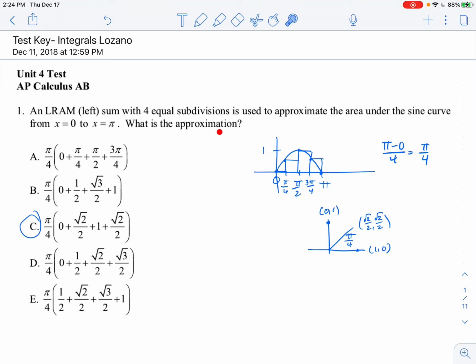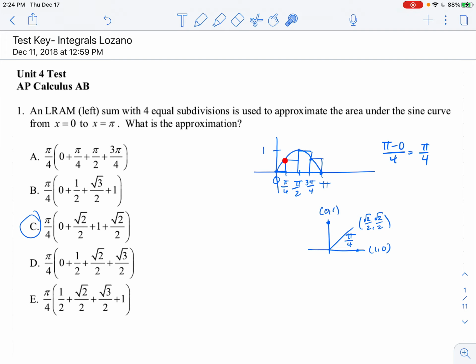What is the approximation? Well, from 0 to pi, if we cut that into 4 equal subdivisions, that would be pi over 4, pi over 2, 3 pi over 4, and pi. I just wanted to draw myself a picture here. And of course, an LRAM is using rectangles. If I want to draw the first rectangle, it's the left corner that intersects the curve. And of course, you know your sine curve does this little S shape. So the first rectangle is actually going to have a height of 0.